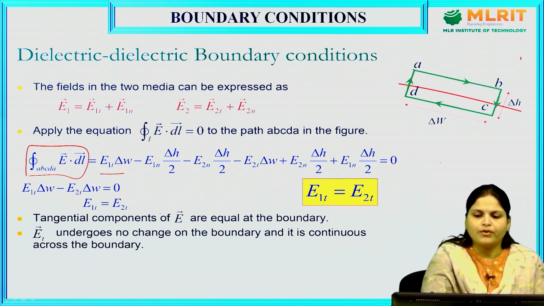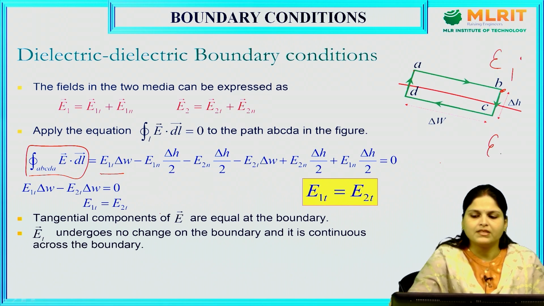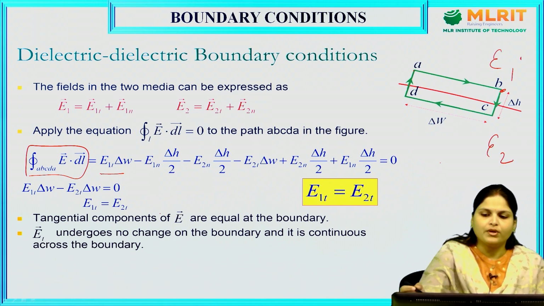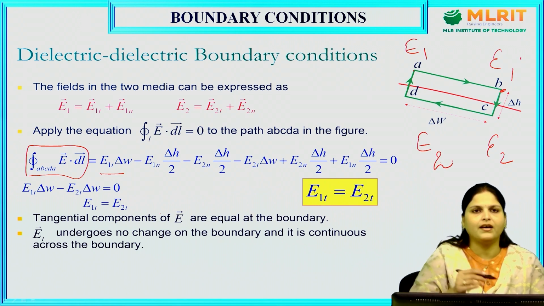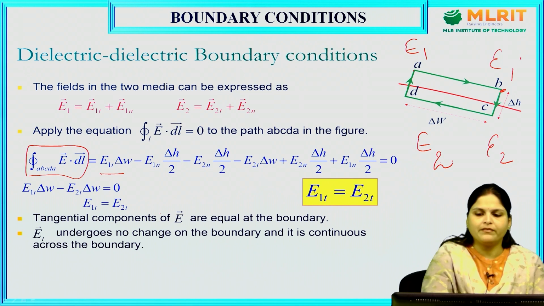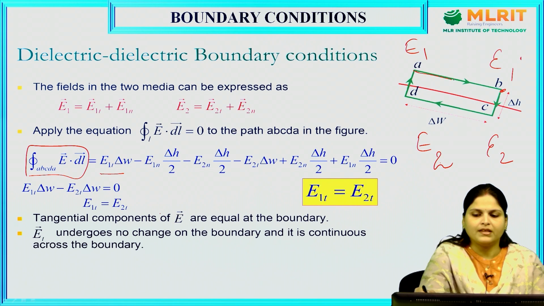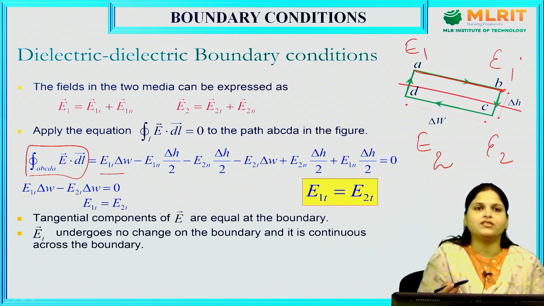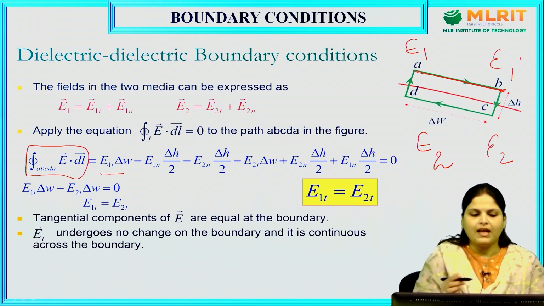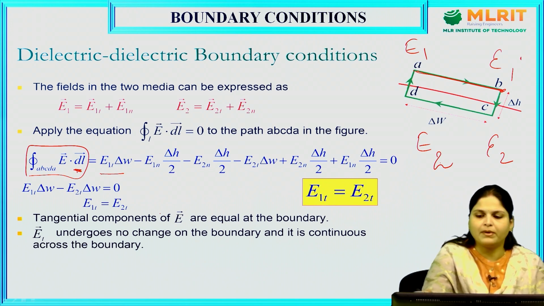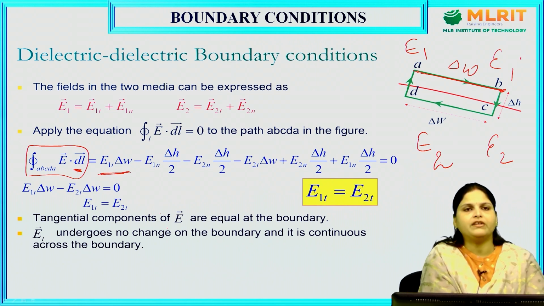If we move from A to B, this is in the first medium, this is in the second medium. So here the field components are in terms of E1, and here the field components are in terms of E2. When we are moving from A to B, because it is in the horizontal direction, the tangential component can be taken. This is E1t, and this dl will become del w. So the first component becomes E1t del w.